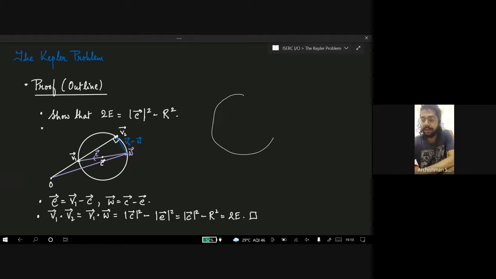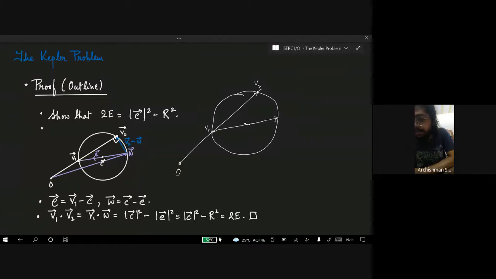So you have this circle, and you have the origin over here. You have V1, V2. These are the vectors. And you have the center over here. You take the point diametrically opposite to V1 and name it W. And then this is the center. If I call this vector C minus V1, I name it E. And then you can figure out that W is C minus E. It's easy to see that. I'm not going to prove this.